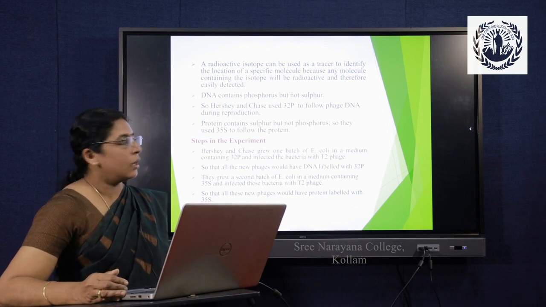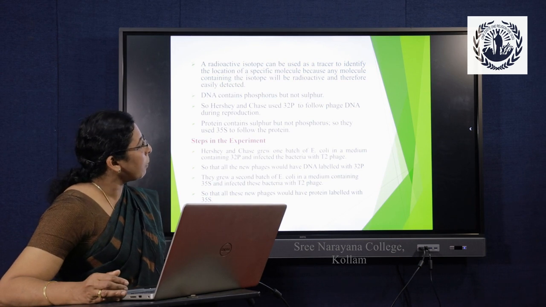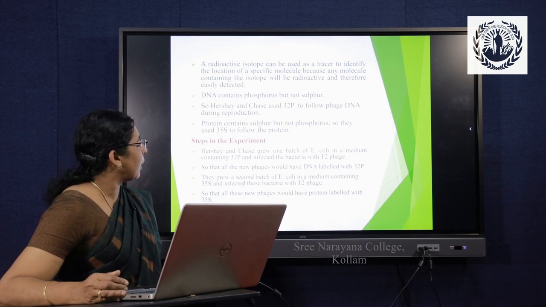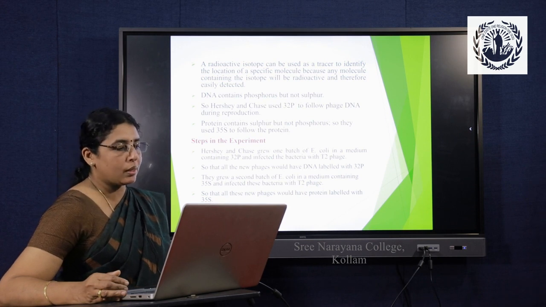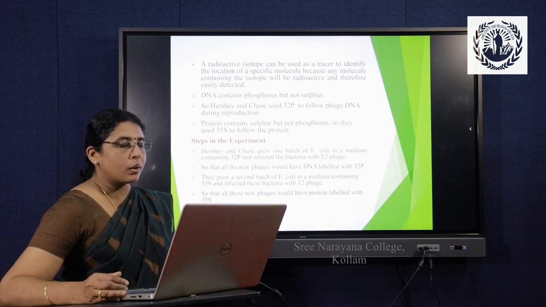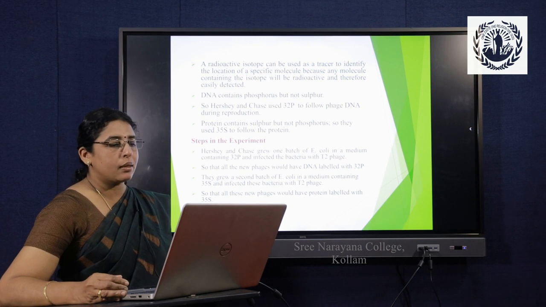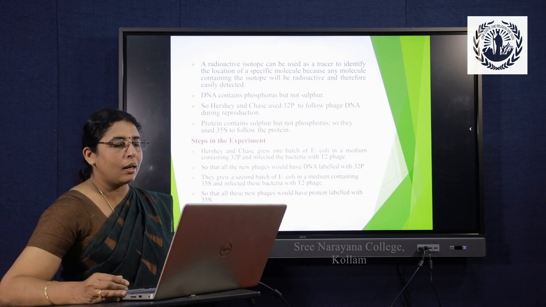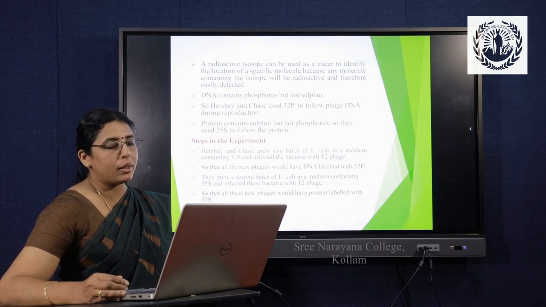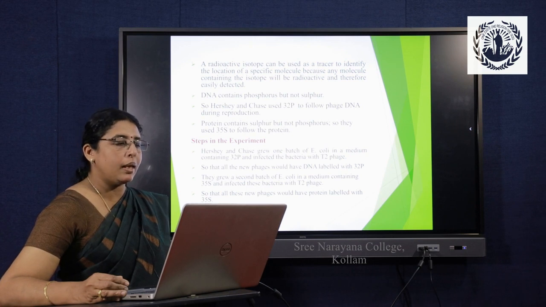Hershey and Chase grew one batch of E. coli in a medium containing P32 and infected the bacteria with the T2 phage, so that all the new phages emerging from the bacterial cell have DNA labeled with P32, because the medium contained P32.